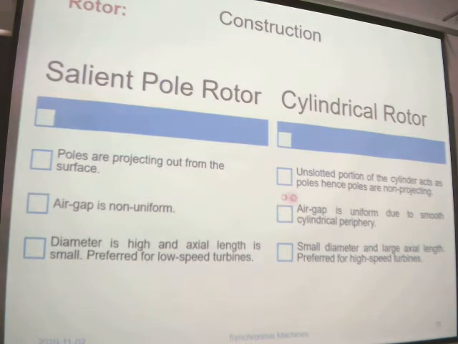So we should remember these conclusions. The air gap is different. The diameter for this one is high, but for the cylindrical one it's small. But the length for the cylindrical one is large, while for the other it is small. We have just seen a lot of pictures of the two types of generators.